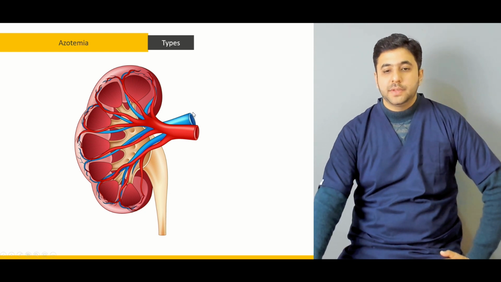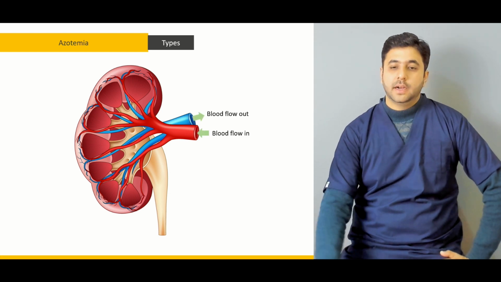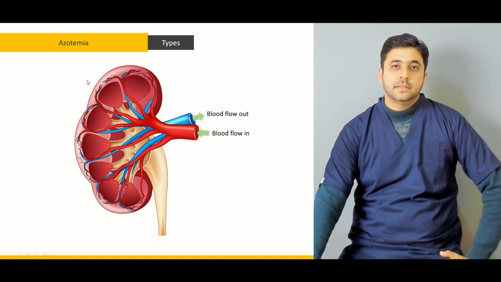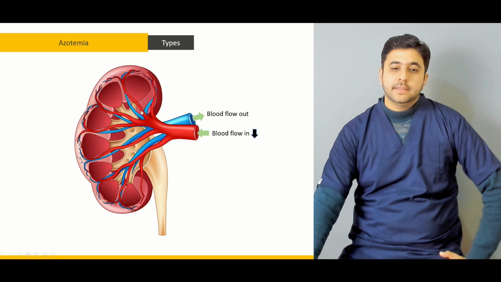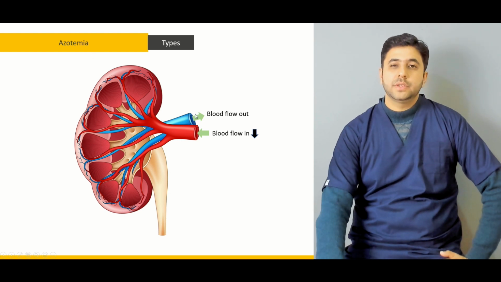If you look at the anatomy of the kidney, the blood supply, there is the venous outflow, and this is the arterial inflow. So for the purpose of understanding and making it simple, we have divided azotemia into three types. Number one is prerenal. Prerenal is anything before the kidneys. It involves the kidney's arterial blood supply. So anything which decreases the blood flow to the kidney is termed prerenal azotemia. We are going to see different conditions in the coming slides which cause prerenal azotemia.